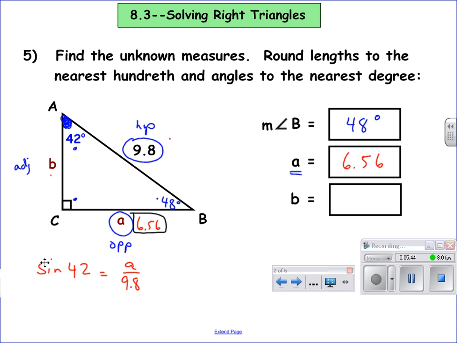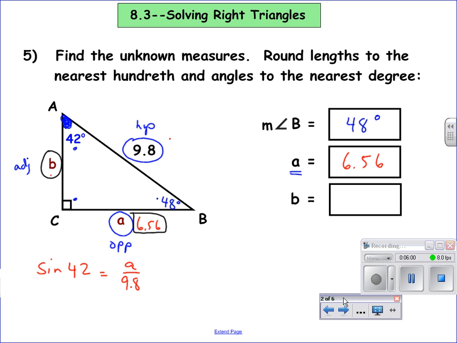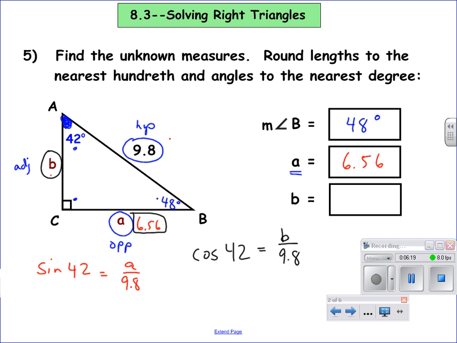So the most accurate way for us to find side B is to go back in here and say, okay, might as well use that 42 again, and adjacent versus the hypotenuse. That's a CAH. So adjacent over hypotenuse is CAH, so the cosine of 42 degrees equals the adjacent, which I don't know, so I put in the B, over 9.8, the hypotenuse. Quick cross multiply, and you get 7.28.